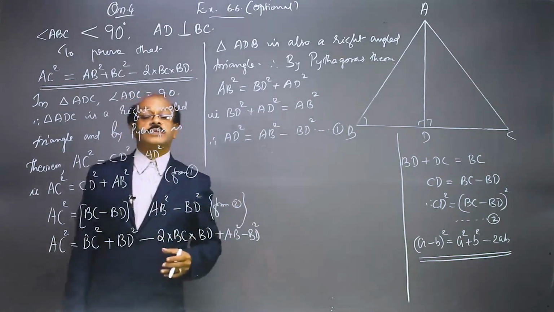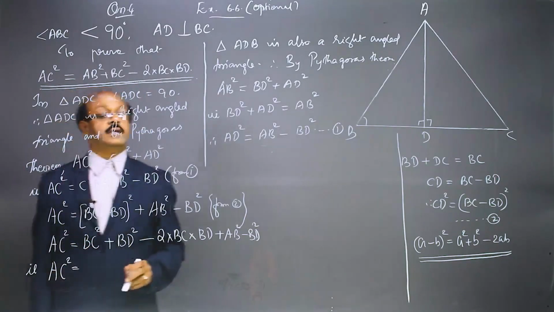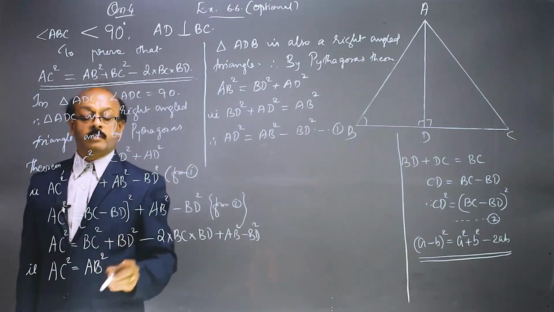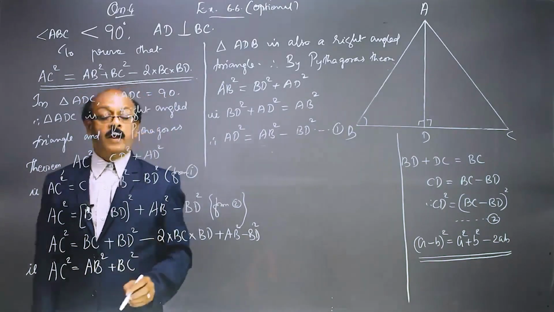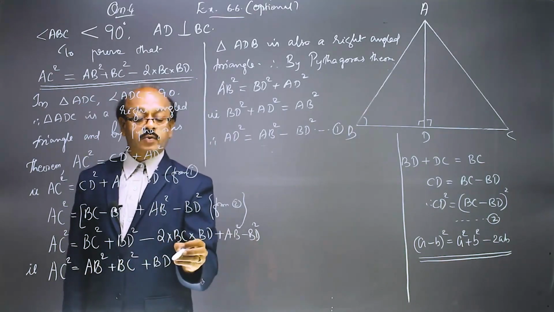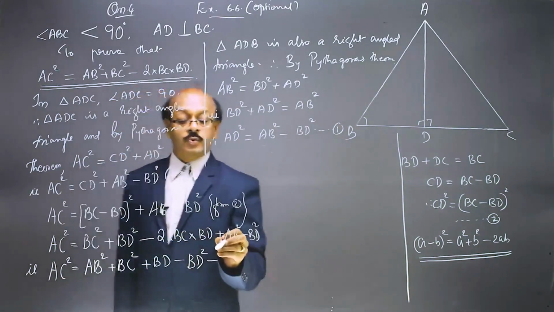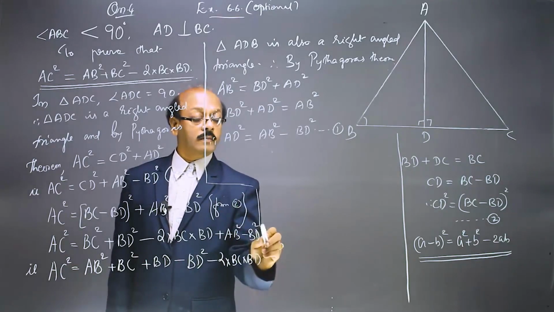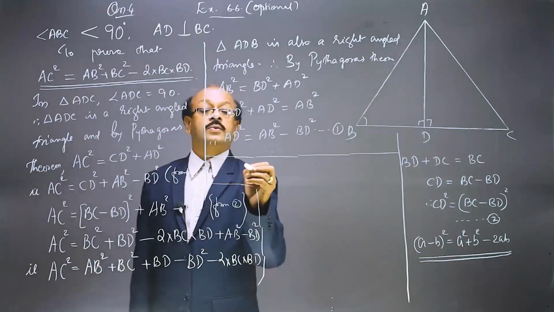We can rearrange the terms. AC square is equal to, we are writing AB square as the first term, AB square, then BC square as the second term, plus BC square, then plus BD square, and we are taking this minus BD square to this side, minus BD square, then minus 2 into BC into BD.